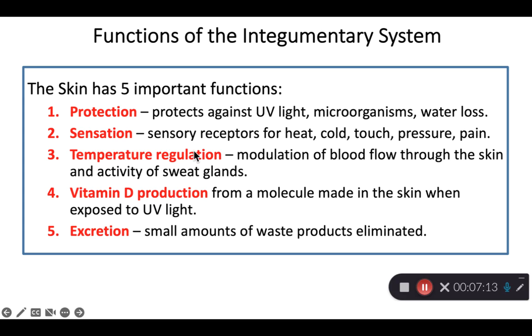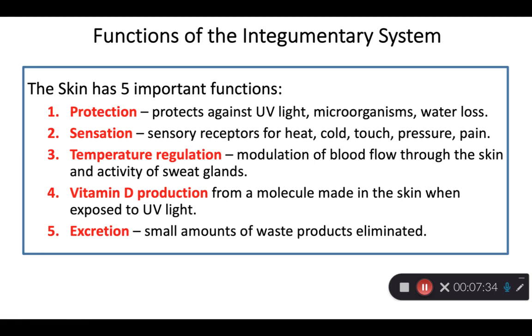Number 3, temperature regulation. We want to be able to regulate that normal body temperature, that 98.6 degrees Fahrenheit or 37 degrees Celsius. We do that largely by blood flow. So your blood is hot. Your blood carries heat.